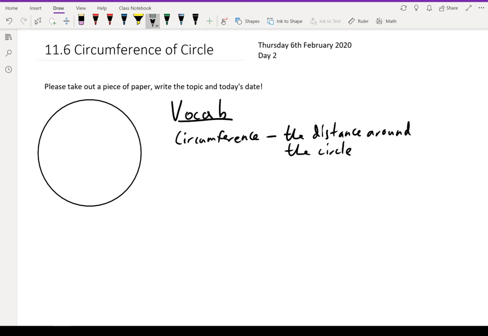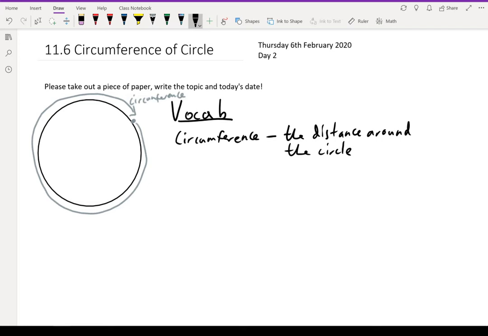So if I start at this point right there, it is this whole distance going around like this, from point all the way to point. That is the circumference. Okay, so that is the first, so is the distance around the circle.